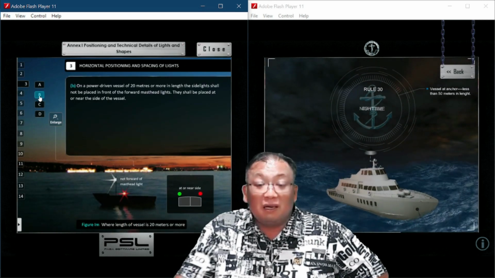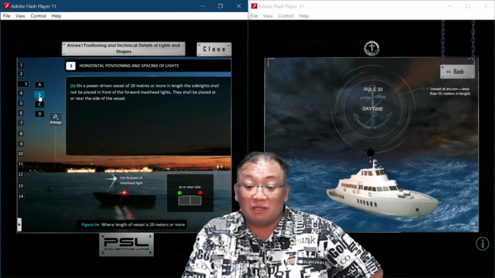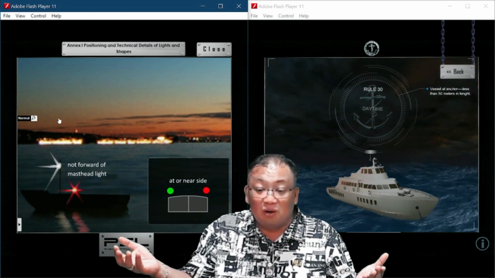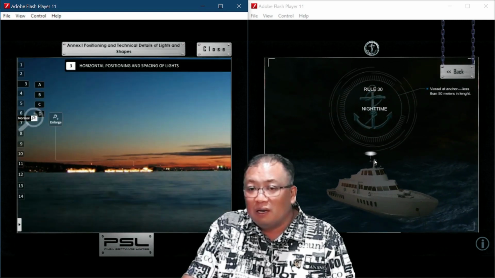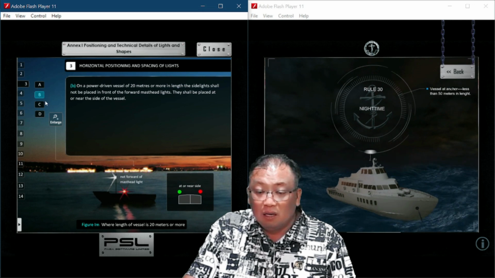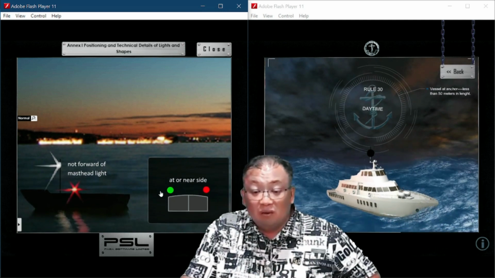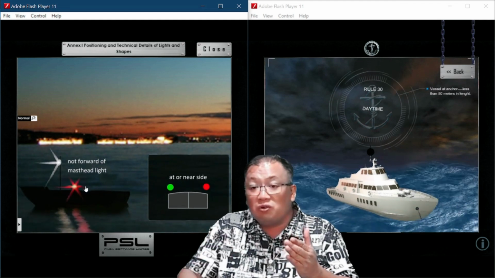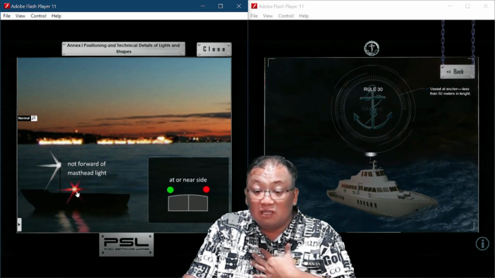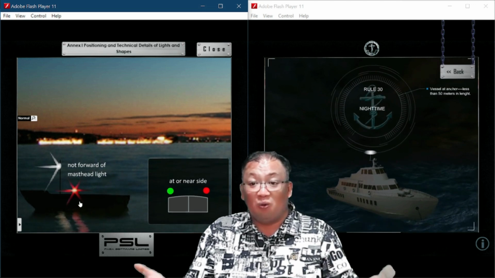Let's say 3 Bravo. On a power-driven vessel of 20 meters or more in length, the side lights shall not be placed in front of the forward masthead lights. They shall be placed near on the side of the vessel. Talking about the beam, this is the front view. If you see the view, it says not forward of the masthead light. If this is the forward forecastle of the ship, do not put the side light here. The forward masthead light must be ahead of the side lights. It's very easy.